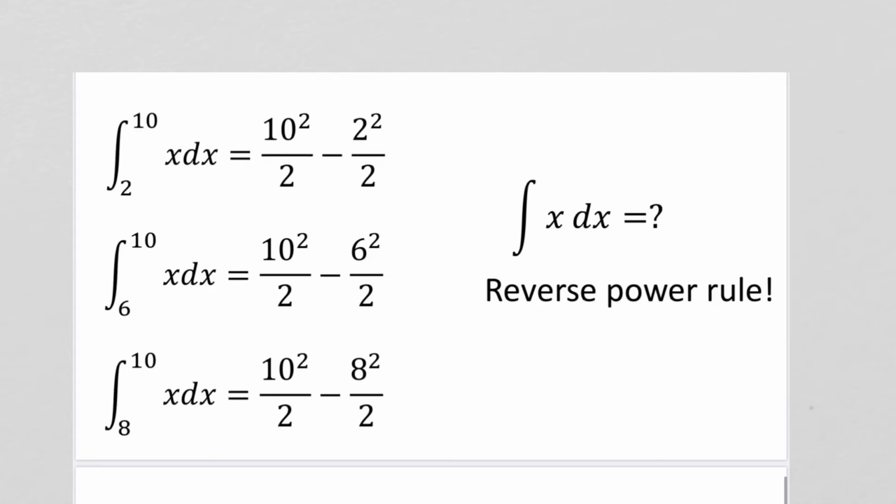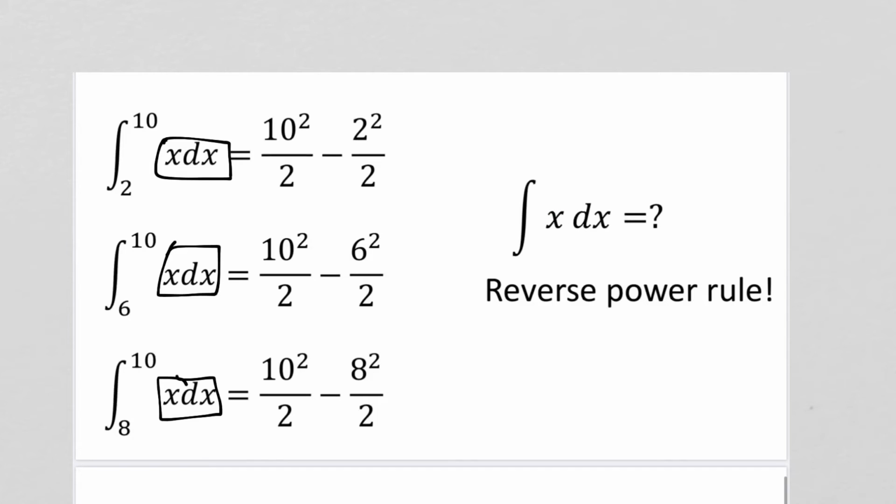Again, the important thing to remember here is that this is our function. It's y equals x, right? And to find the area under y equals x using geometry, we're doing 10 squared over 2 minus 2 squared over 2, 10 squared over 2 minus 6 squared over 2, 10 squared over 2 minus 8 squared over 2, right? So what is our formula here other than the geometry that's occurring here? Well, let's just look at the integral of the plain function x. Let's do the reverse power rule on this function x.